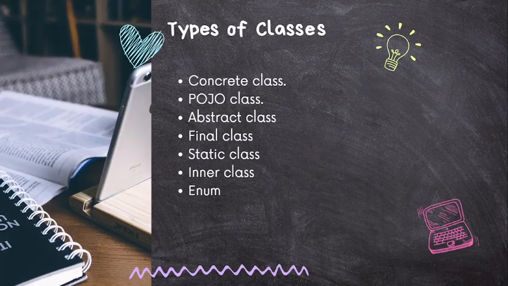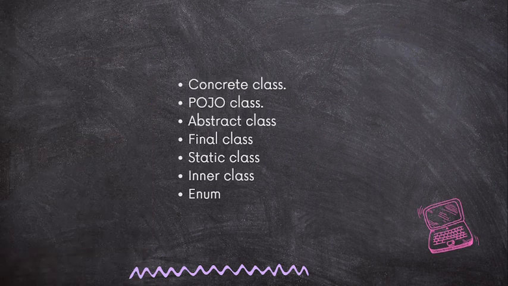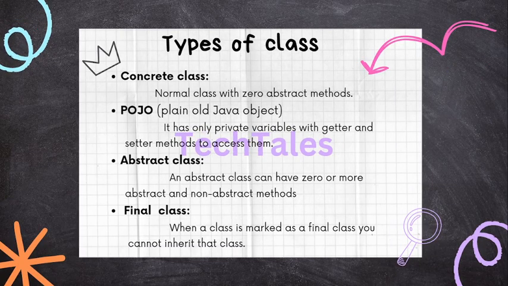Now we have different types of classes: concrete class, POJO class, abstract class, final class, static class, inner class, and enum. Now we'll see one by one. What is meant by concrete class? A concrete class is a normal class with no abstract methods. So what is an abstract method? It is just a declaration of your method. An abstract method doesn't have any body. You just declare that method and then you implement it in another class. So any class with zero abstract methods is called a concrete class.